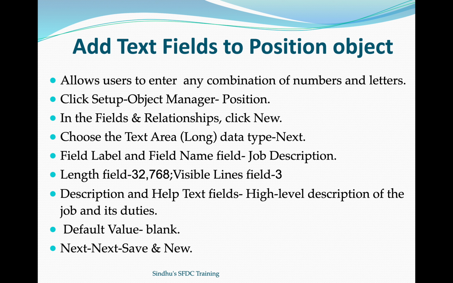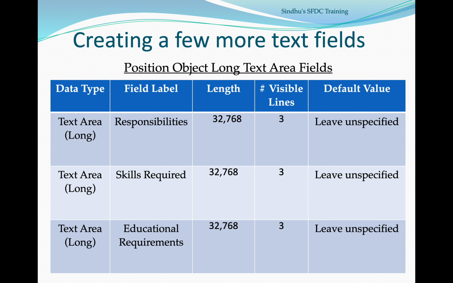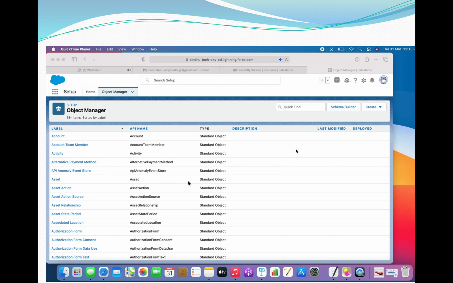Along with this text area long field called job description, we are going to create these many fields. So long text area fields: responsibilities, skills required, educational requirements. We are going to create all these fields for our position object with the length 32768, visible lines 3, and for the default value we are going to leave unspecified. With these customizations, we are going to create the fields for our position object. Let us go and create.